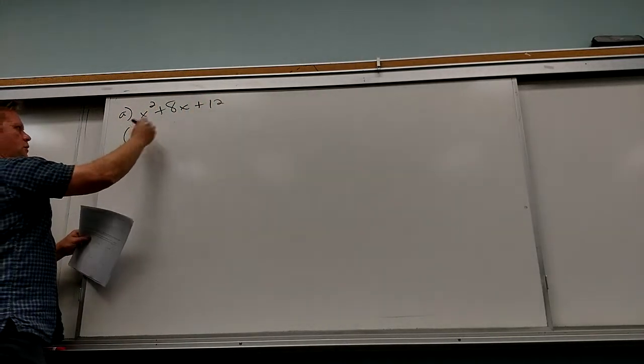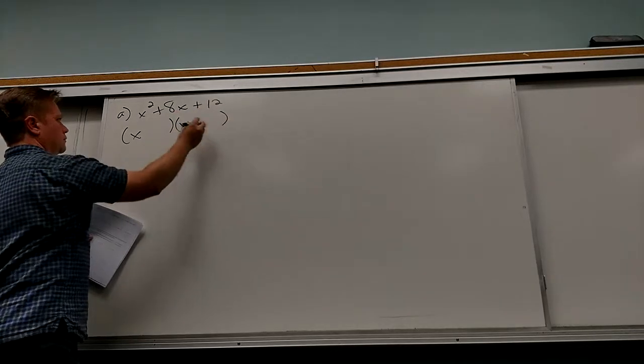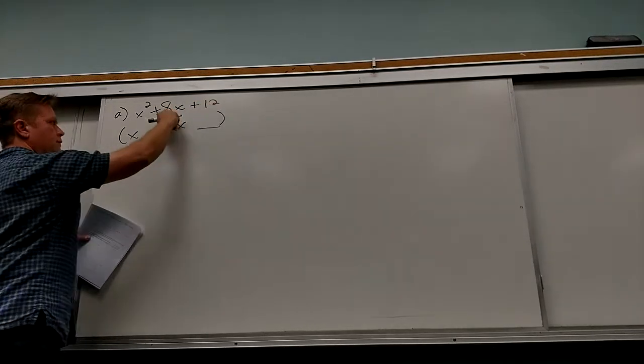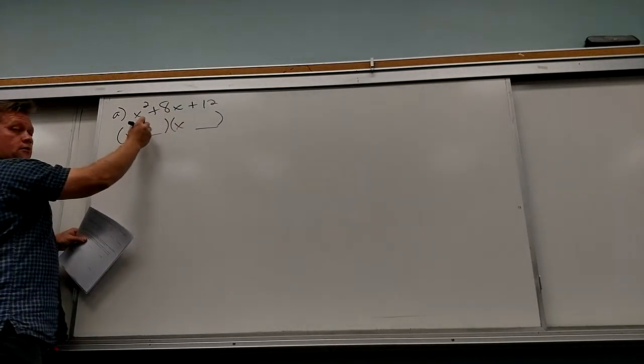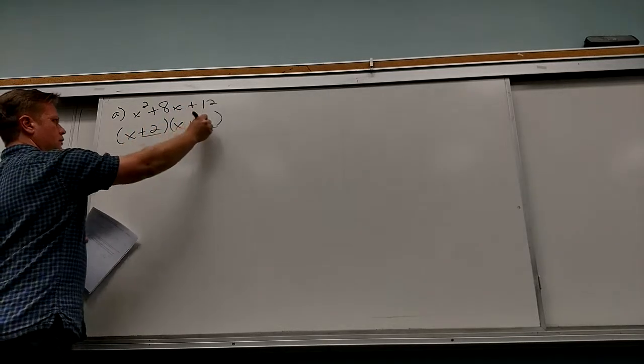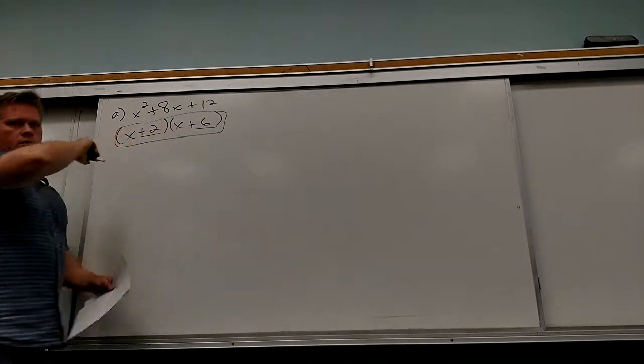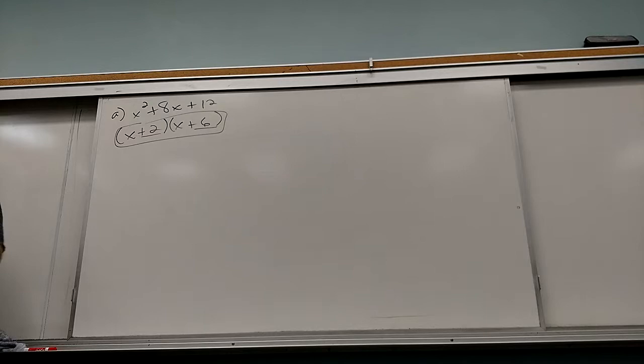Alright, so I know it's going to be x and x. What two numbers multiply to 12 and add to be 8? Yeah, 2 and 6 are done. It doesn't matter which order they're in, right? 6 and 2. Okay, yeah.